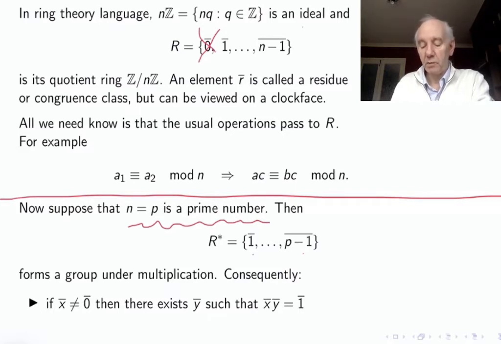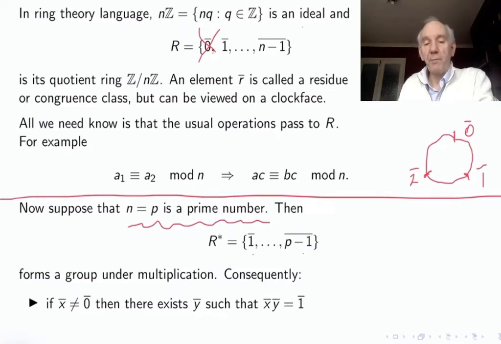Okay, R was a group under addition. In fact, under addition, we have the sort of clock face addition. If n is 3, we have sort of 3 points arranged around a clock face, and we can think of the elements of R, 0 bar, 1 bar, 2 bar, and you add by just moving around the clock face. So 1 bar plus 2 bar is equal to 0 bar.